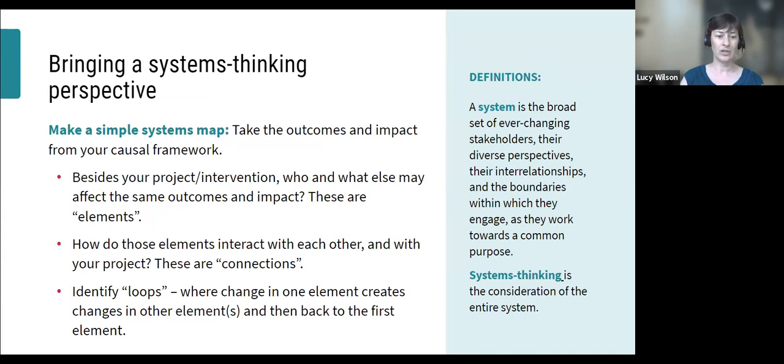And then if there are loops, or changes in one element create changes in other elements reflecting back on the first, like a supply and demand kind of loop, put those things on the paper and you'll start to see how the wider system interacts with your project. Also, if anyone has any resources they'd like to recommend on systems thinking, please add those to the chat as well.